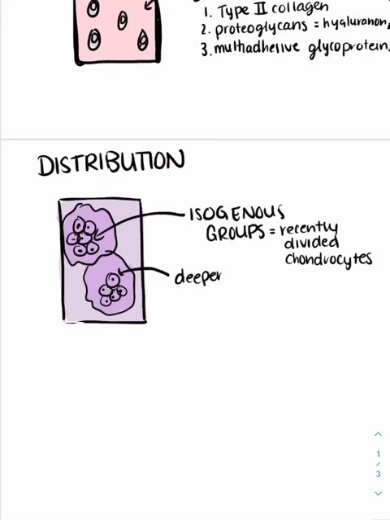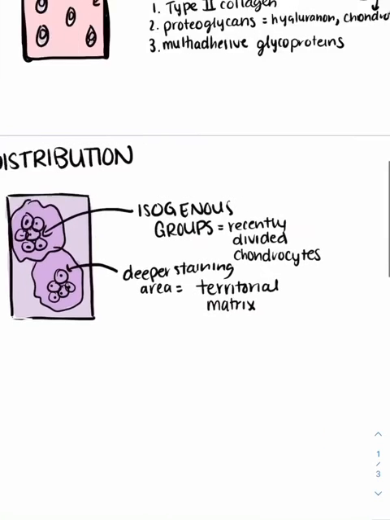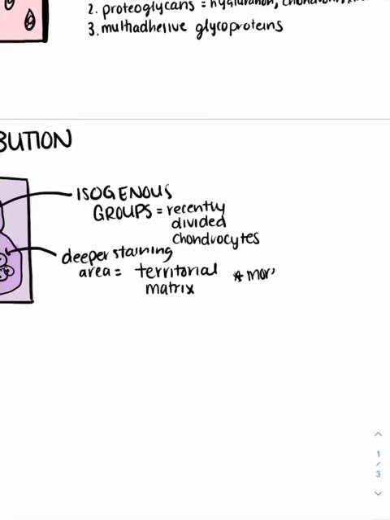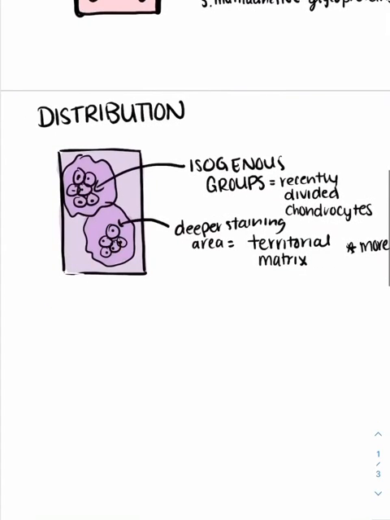When I think about these isogenous groups, I'm going to have this deep staining area. This is called my territorial matrix. So think about it. You have this group of people that are growing, and now they're going to put up a big fence because they don't want people coming in. In this area, we're going to find more GAGs. Why would you want more GAGs? The GAGs are going to help with the growth of these newfound chondrocytes.